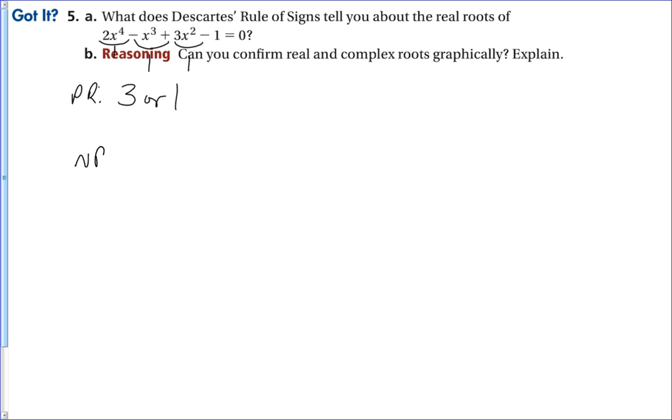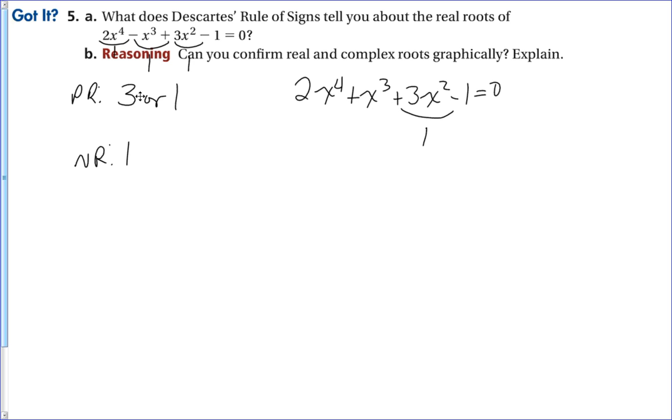Let's look at negative roots. So we need to take our odd-powered exponents and change their signs. So we're going to have 2x to the 4th, that's not going to change. X cubed, that's odd, and it's negative x cubed, so we need to go positive x cubed. 3x squared, that's even, so it's going to say 3x squared. Negative 1 doesn't have an x. So here we go. Now we got to count our sign flips. Positive to positive, that's not a flip. Not a flip. Positive, negative, that's one sign flip.